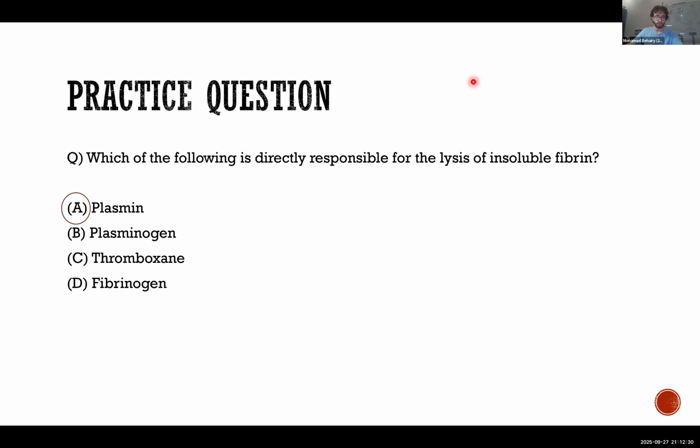Okay, can you explain why A? In this question, they're asking what is directly responsible for breaking down the fibrin. We said that plasminogen is inactive. Plasminogen becomes plasmin, and plasmin is the thing that directly breaks down the fibrin. So that's why the answer is plasmin. They said direct. Is that clear?